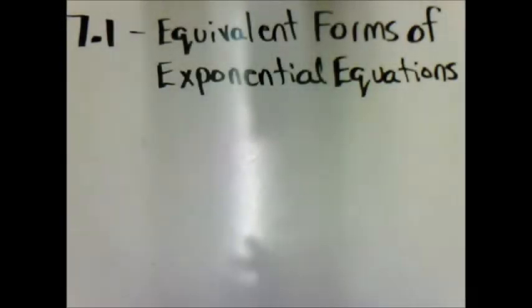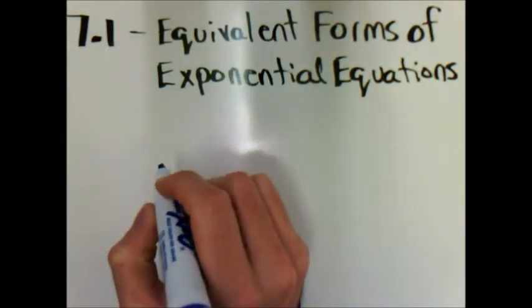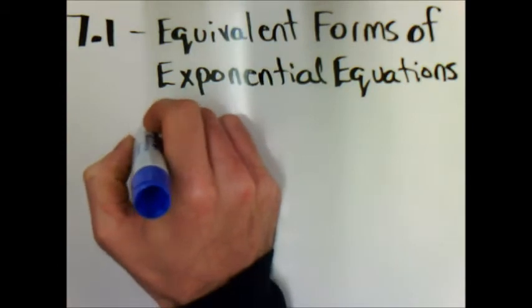Okay, this is lesson 7.1, equivalent forms of exponential equations. Basically what we're going to be talking about is that, just like people can have different names, we can call them different things, so we can represent numbers in different ways too, depending on the situation. And the same is true of exponential functions. Exponential functions can be expressed in many different ways.